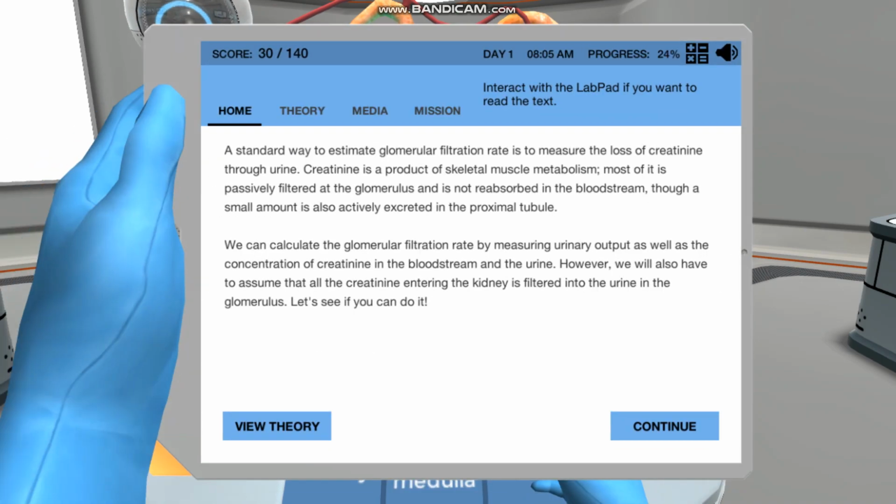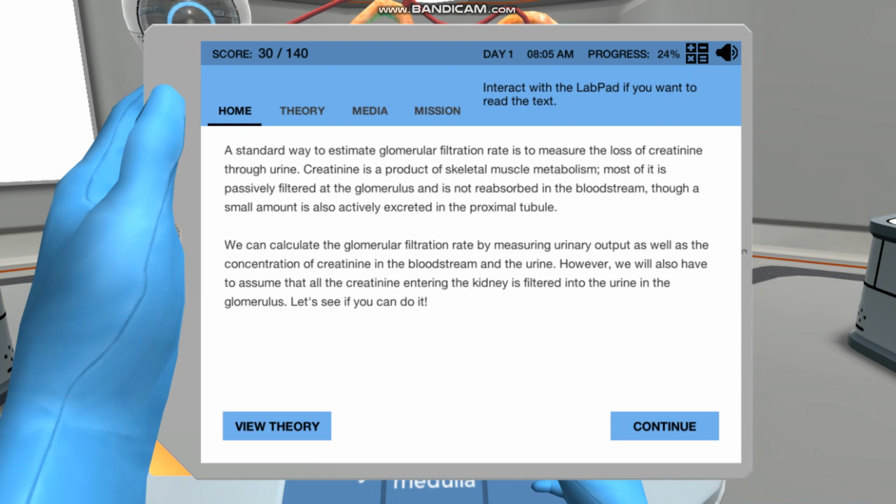Look up the glomerulus on the hollow table. A standard way to estimate glomerular filtration rate is to measure the loss of creatinine through urine. Creatinine is a product of skeletal muscle metabolism. Most of it is passively filtered at the glomerulus and is not reabsorbed in the bloodstream, though a small amount is also actively excreted in the proximal tubule.